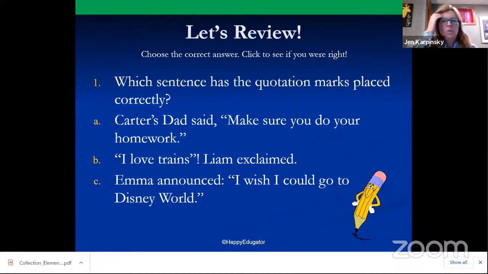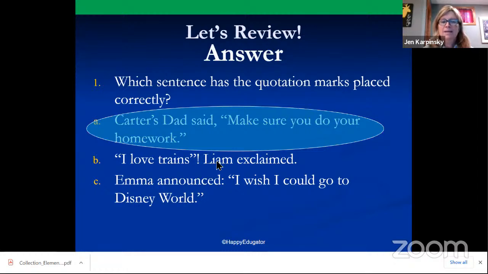Click to see if you're right. Which sentence has the quotation marks placed correctly? A: Carter's dad said, "Make sure you do your homework." B: "I love trains!" Liam exclaimed. C: Emma announced: "I wish I could go to Disney World." Which one do you think's right? I'll give you a second. Make your decision. A, B, or C?